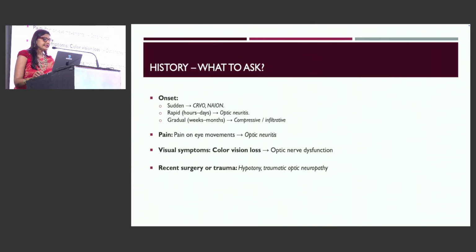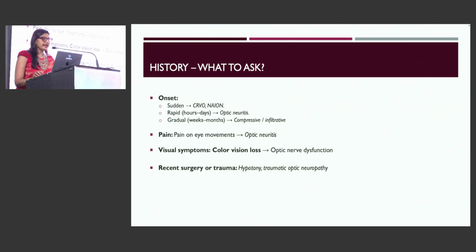Now, what to ask in the history? So, one we already said, onset. You want to know whether it has been sudden, or the symptoms have come over days to weeks, or gradually over many weeks to months. Next, you should know whether the patient has pain, especially pain on eye movements. Patient may not complain of pain, but if you ask them whether there's pain on eye movements, they will give you that piece of clue that it is optic neuritis you're dealing with.